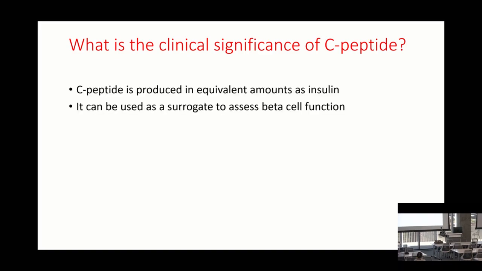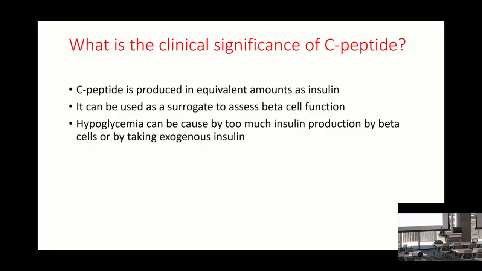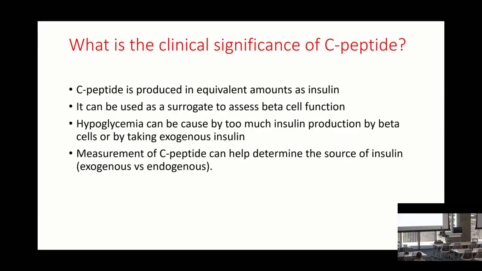So C-peptide is produced in equivalent amounts as insulin. It can be used as a surrogate to assess beta cell function. So that's the first point. For example, in patients with type 1 diabetes that don't have beta cell function. Also, in hypoglycemia, which can be caused by too much insulin produced by the beta cells or by taking exogenous insulin, you can assess C-peptide to help determine the source, whether it's exogenous or endogenous.